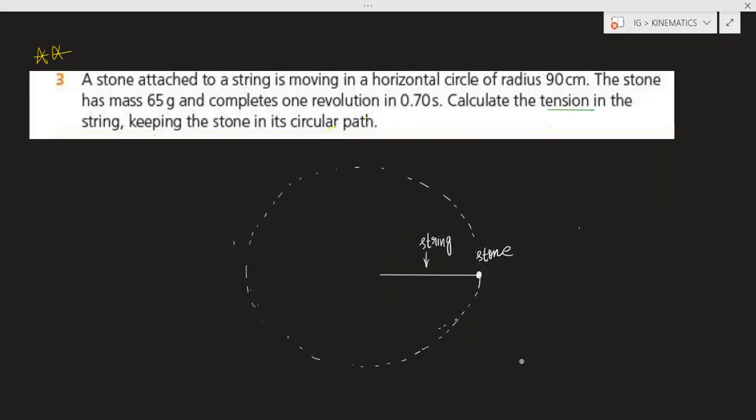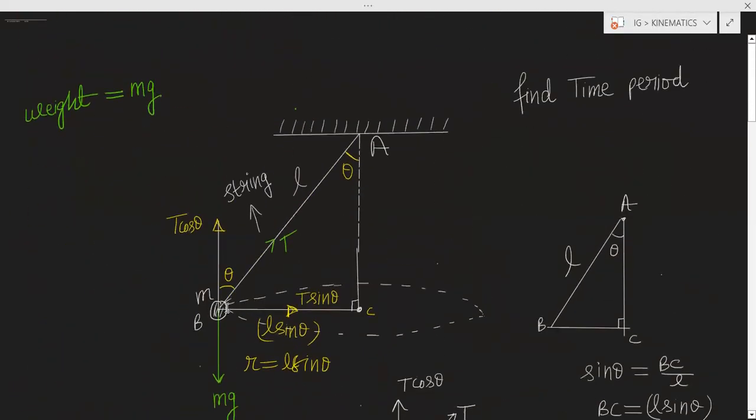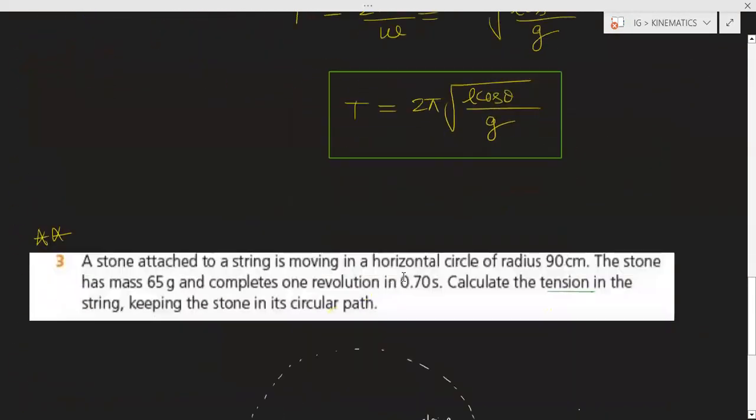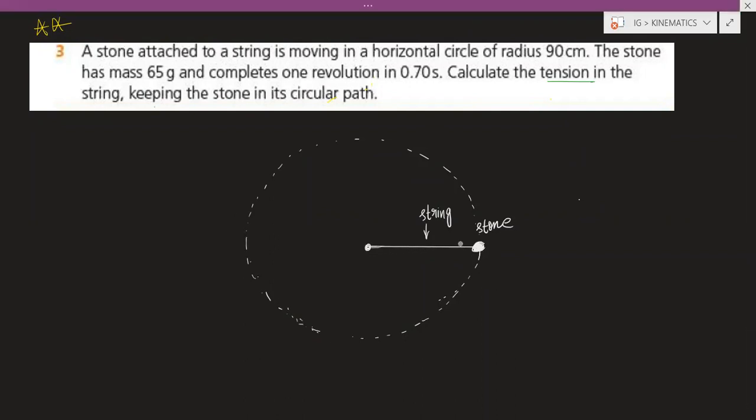We can draw the figure like this. Basically, this is the stone and this is a string, and this string is rotating in a horizontal circle, not in a vertical circle. The stone is moving in a horizontal circle of radius 90 centimeter. Radius means this distance, the length of the string, is 90 centimeter.